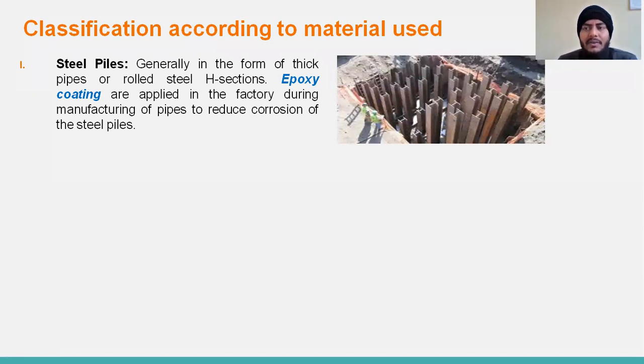They are driven into the soil by applying force on the top of the pile. Since this is steel, epoxy coating is applied in the factory during manufacture of the pipes to reduce the corrosion of the steel pipes. Corrosion is very important. In many structures, due to corrosion, the pile foundation fails and then the structure can collapse. So it is very important that steel piles be safe from corrosion.